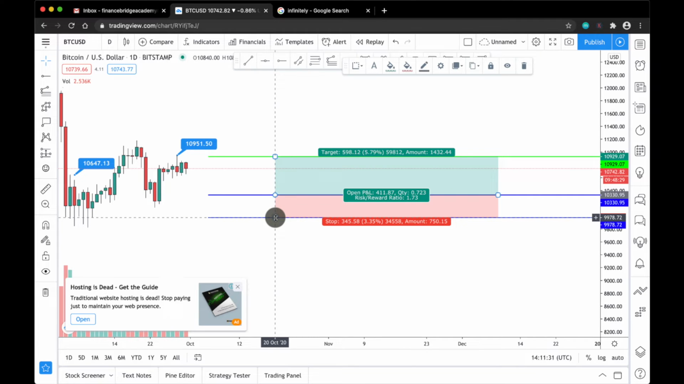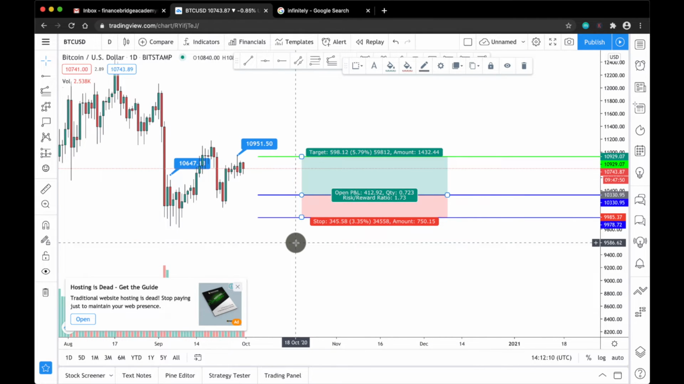You just measured your risk reward ratio. Do you understand? So your risk reward ratio is 1.73. So you are risking 1 to make 1.73. The one you are risking represents your stop loss, which is 3.35. And then your reward is 5.79, which represents the 1.73. So your risk reward ratio will be 1 to 1.73. Do you understand? So that's for a long position.